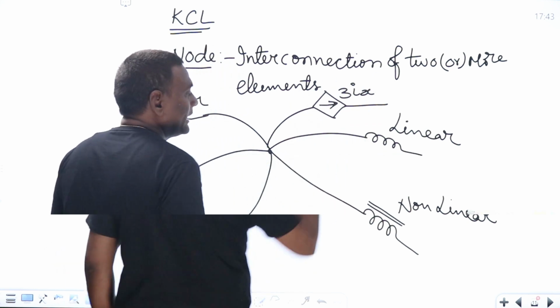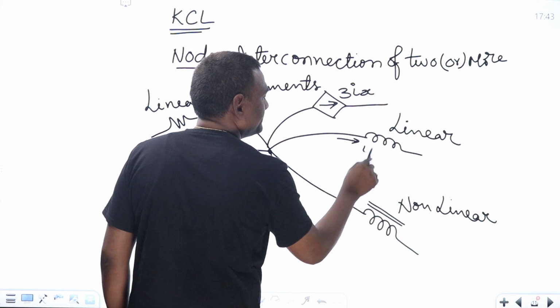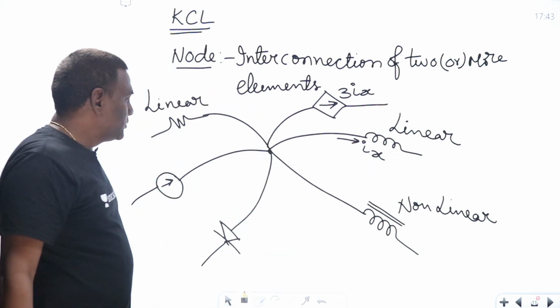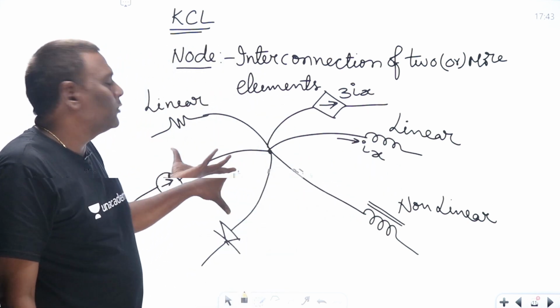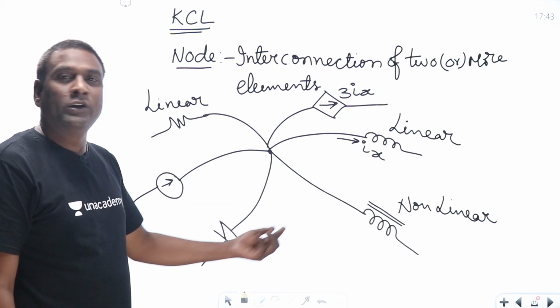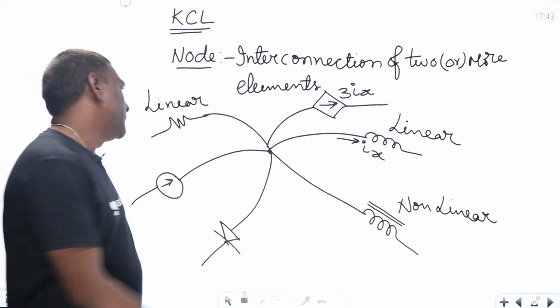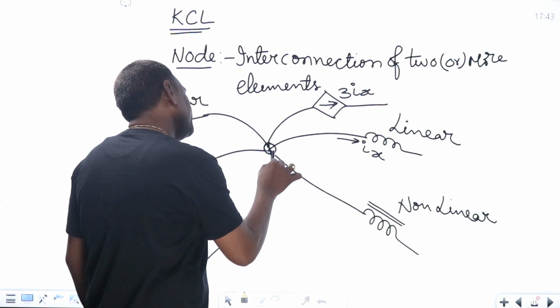Let me consider Ix here. Okay, so this is going to be the system structure. I can have voltage also. I can have some voltage source also connected in between. Now, this is nothing but the node, right?